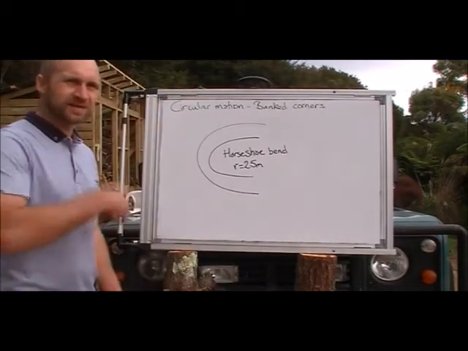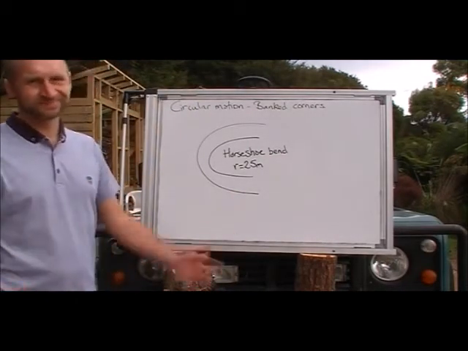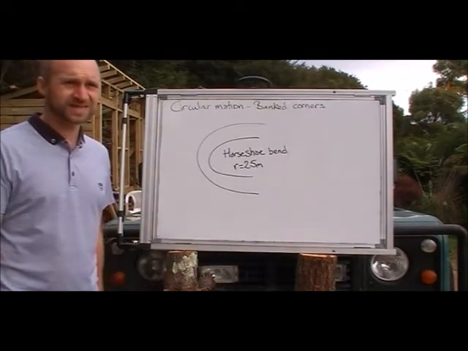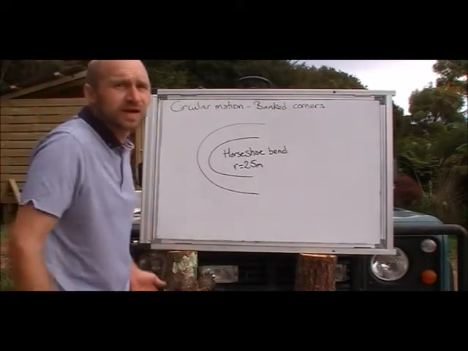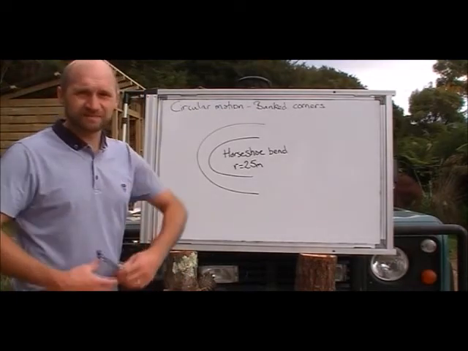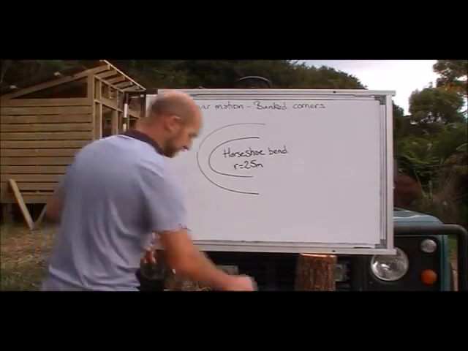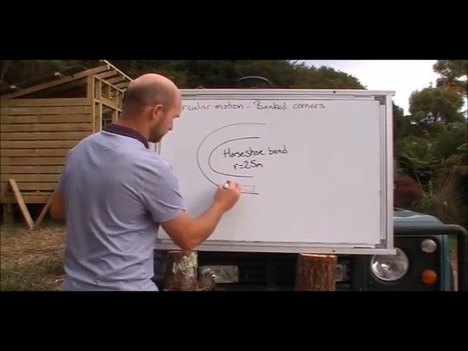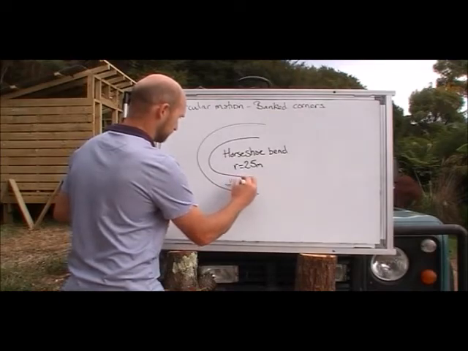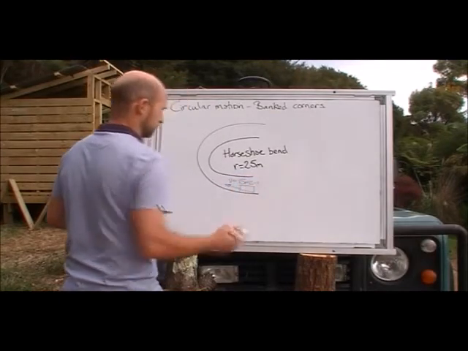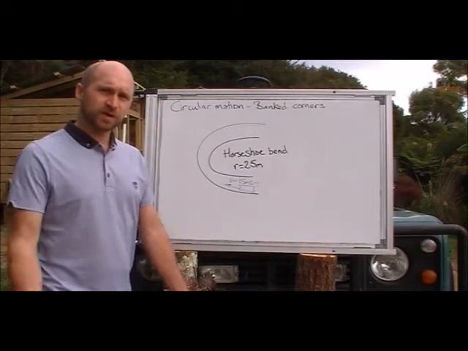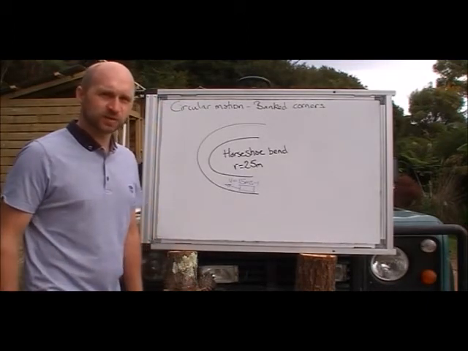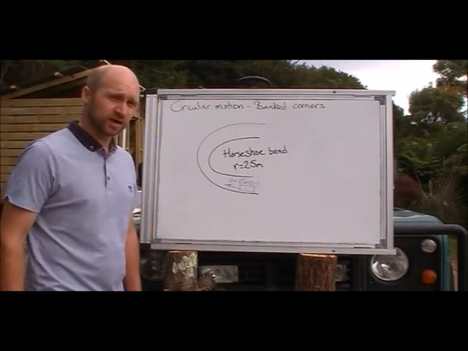And say we want to be able to have cars going around there, I don't know, how fast do you think? 35, 40 k's? Maybe 50. Let's say we want them to go around at 50 k's, around about 15 metres per second. We're going to start by working out just how much centripetal force we need in order to get that car to go around that corner.